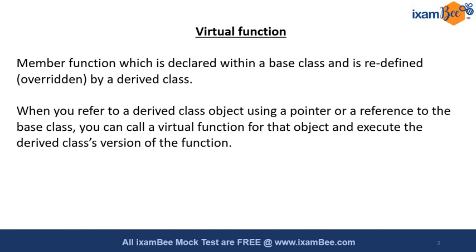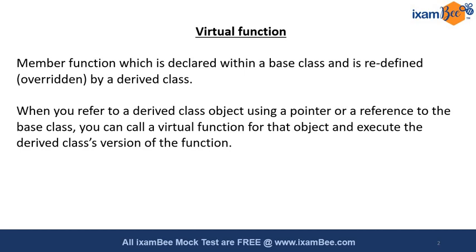So a member function which is defined and declared within the base class, and it is redefined, that is overridden, by the derived class. Suppose we have two classes A and B, and B is inheriting A. A has a function called show, and similarly B is also having the same function named show with the same parameters. So we will be saying that the function which is defined in A is being overridden by the class B.